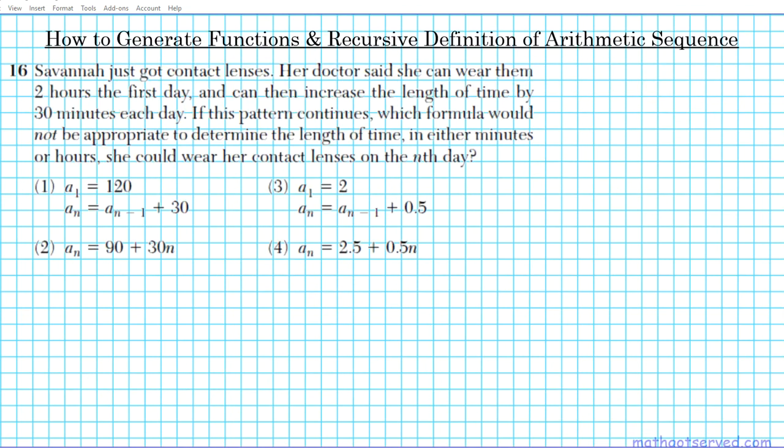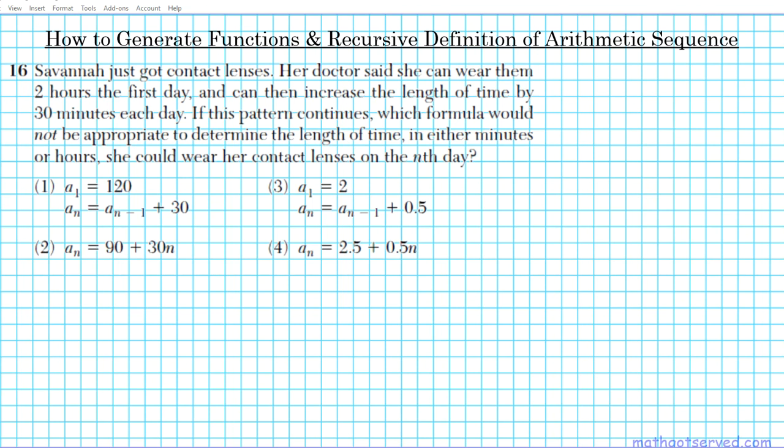Alright, let's take a look at question 16. Question 16 is assessing our ability to generate functions or recursive definitions for arithmetic sequences. Question 16 reads, Savanah just got contact lenses. Her doctor said she can wear them 2 hours the first day and can then increase the length of time by 30 minutes each day. If this pattern continues, which formula would not be appropriate to determine the length of time in either minutes or hours she could wear her contact lenses on the nth day?